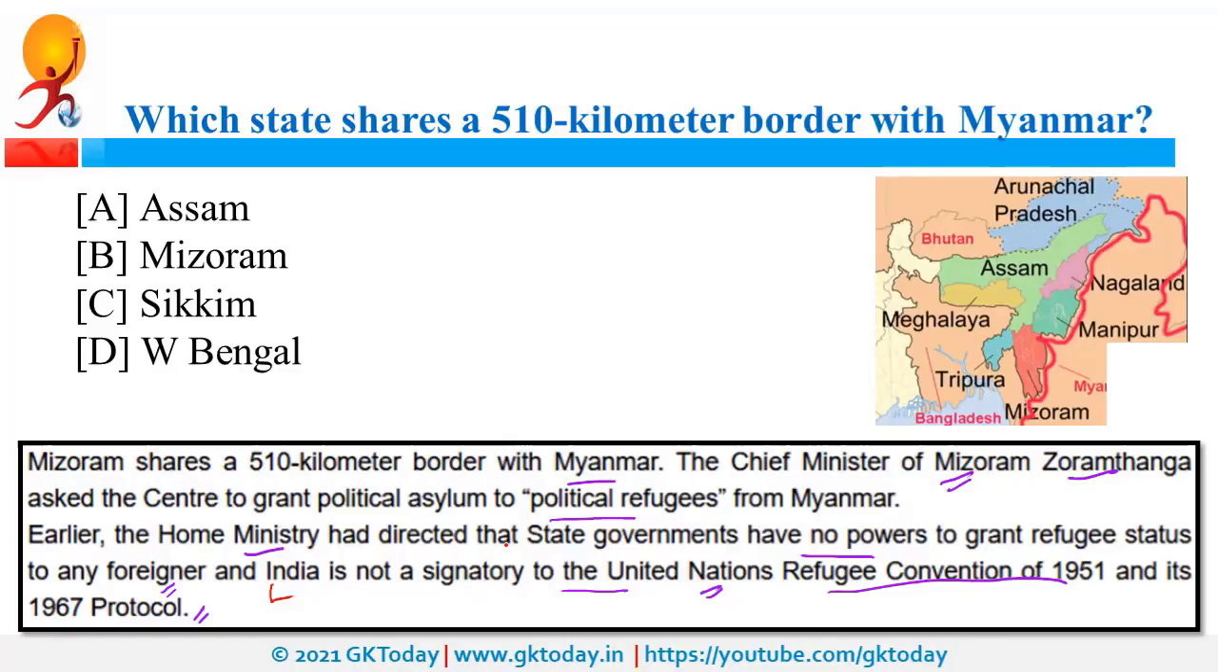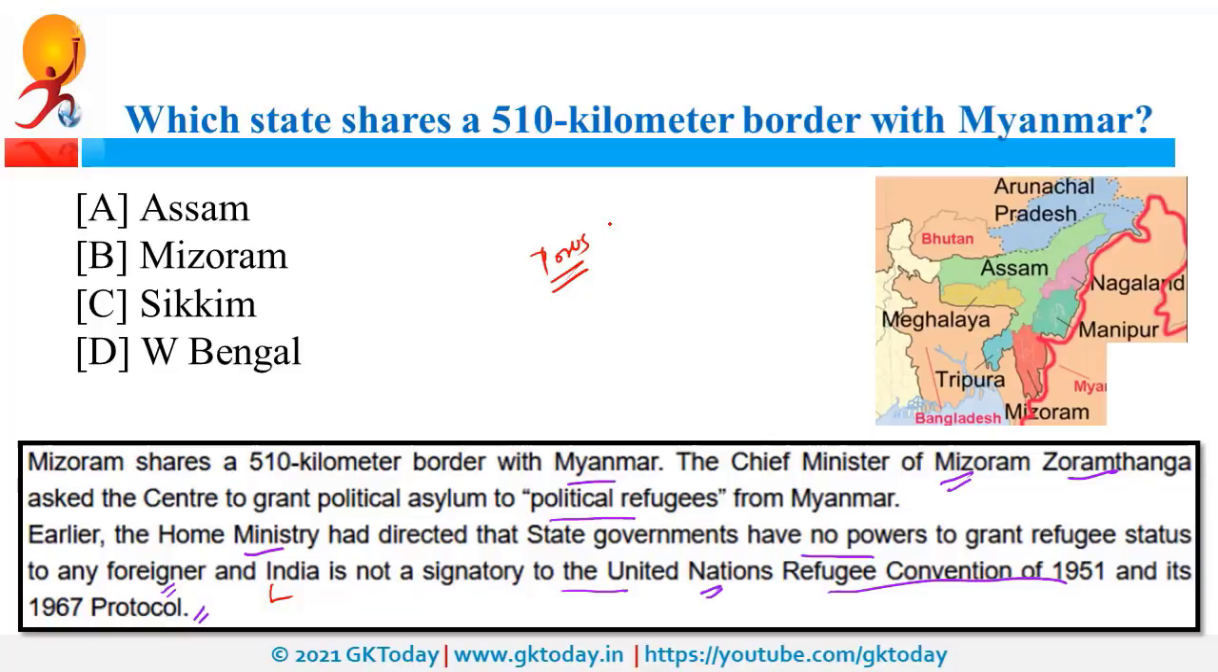Now first thing first, why we did not sign it? Our argument is the borders in our neighborhood are quite porous. Porous means they are not properly fenced. So if we sign this convention, we are bound to grant asylum to large number of people who may come through these porous borders. Right now we are doing it on our discretion. That is a different thing. And any conflict in this neighborhood region will create influx of people in our country. That's why we did not sign it.